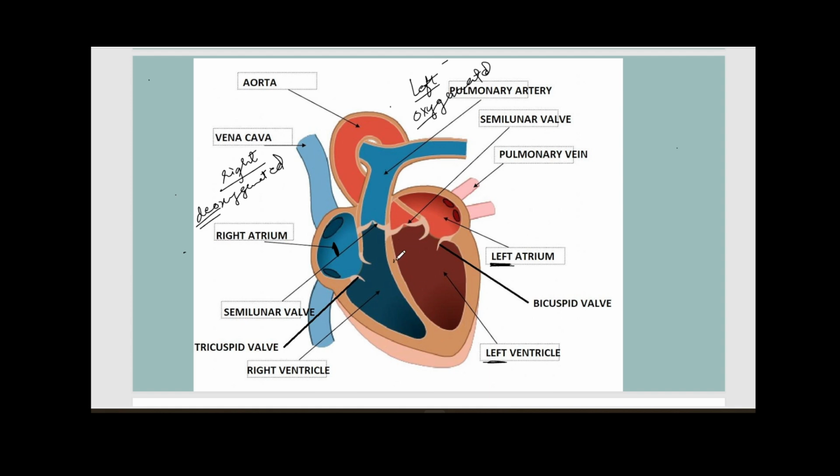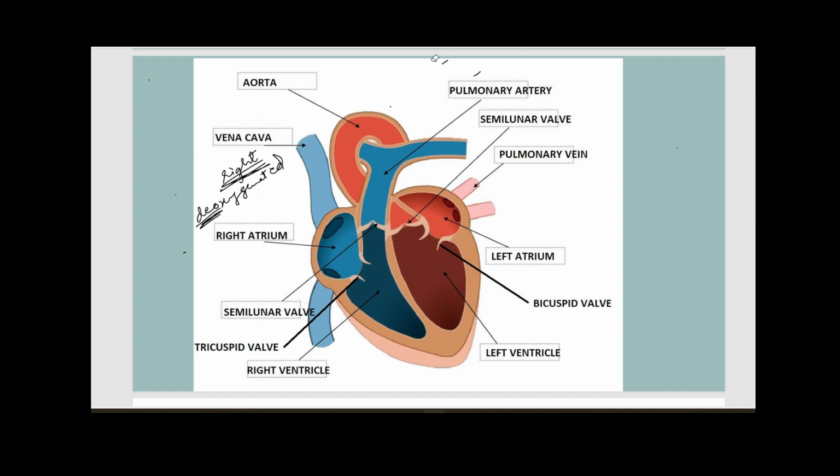Now looking at the structure, this is the important muscle which is called the septum, which is like a wall. It's a muscular wall which separates the left of the heart from the right of the heart. Because the left side carries oxygenated blood and the right carries deoxygenated, the main function of the septum is to prevent the mixing of oxygenated and deoxygenated blood.